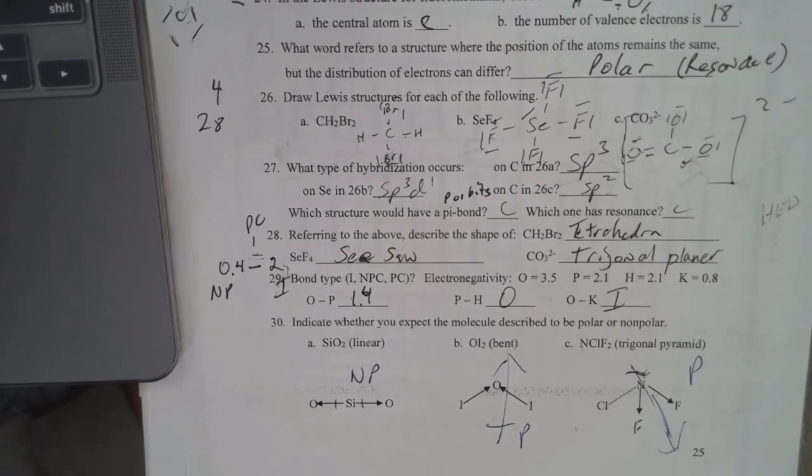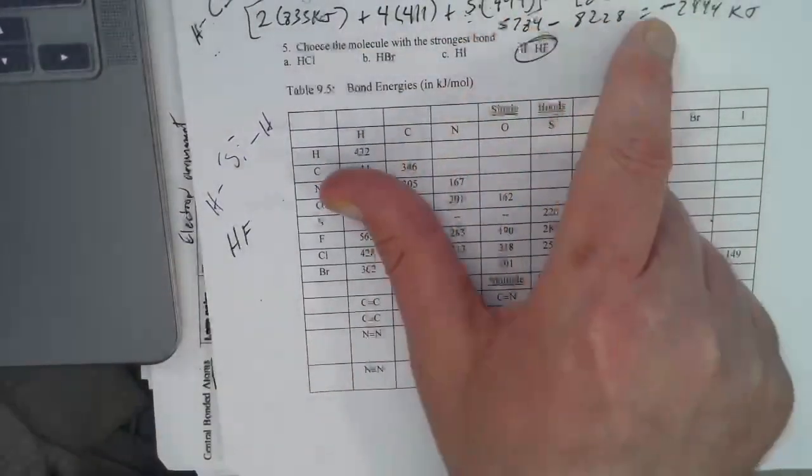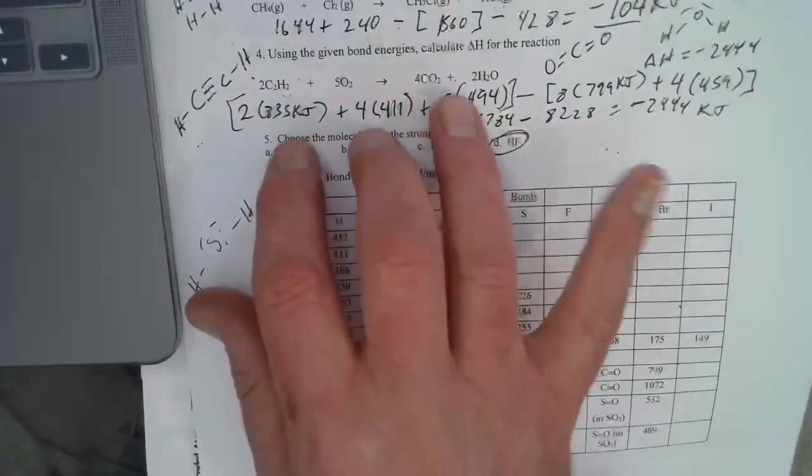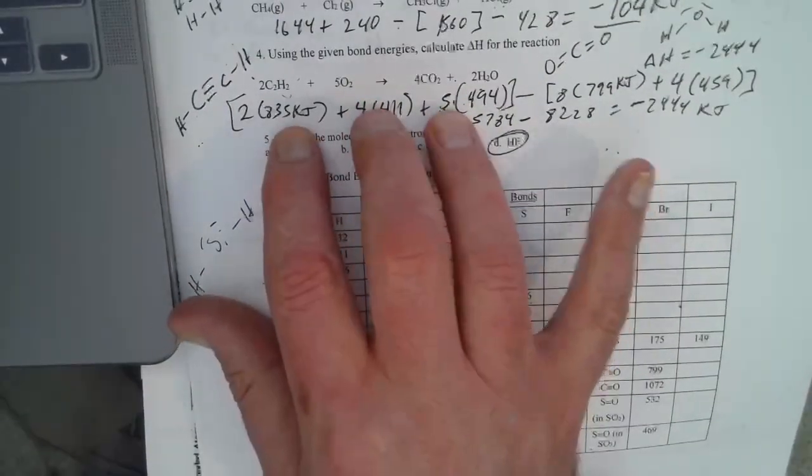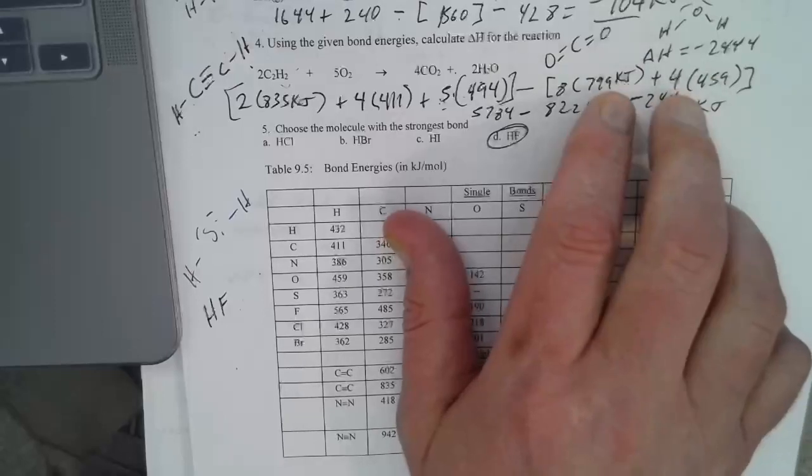Don't forget, you'll want to review bond energy, whenever you subtract these bond energies from each other. Remember, that is bonds broken minus bonds formed. So this is the amount of energy it takes to break these bonds. This is the amount of energy that is released when these bonds form.